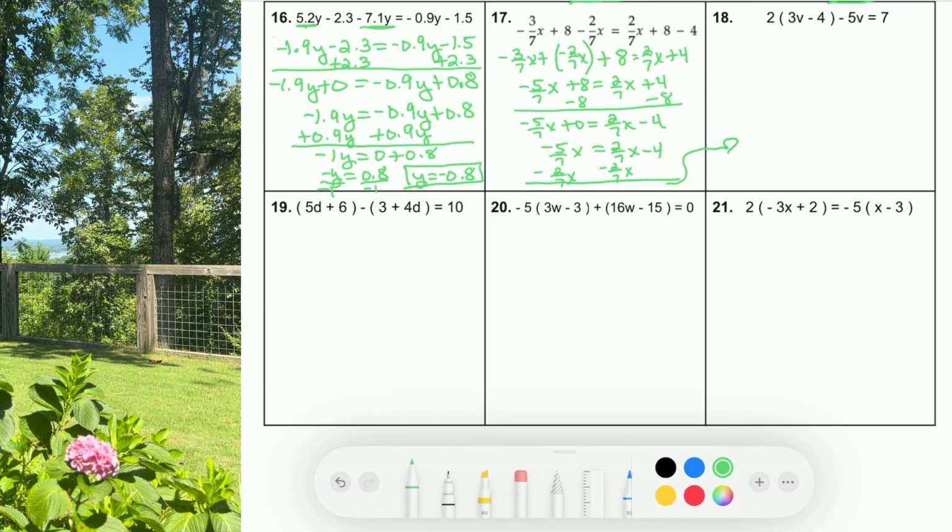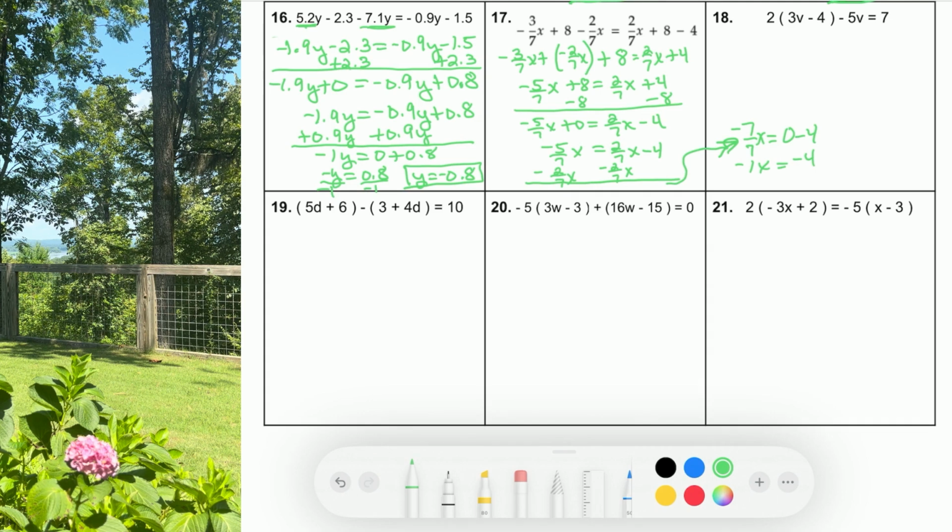I'll go over here just a little bit. I'll erase it in just a second. All right, so that's going to give us negative 7 over 7x equals 0 minus 4. Well, negative 7 over 7 reduces to negative 1x equals negative 4.